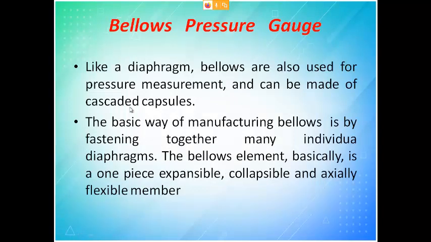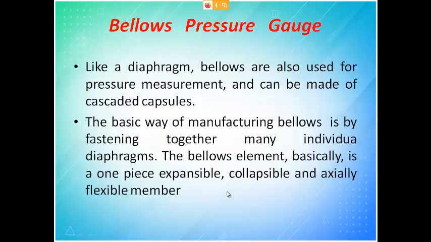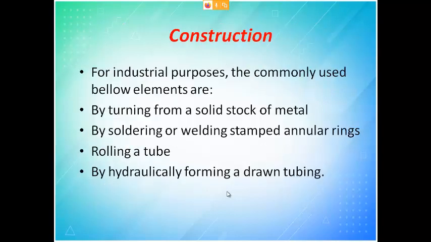Bellows are also used for pressure measurement and can be made as a cascaded capsule. The basic way of making them is by fastening together many individual diaphragms. So this is like two or more, three or four diaphragms cascaded. The bellows element is basically one piece of expansible, collapsible and axially flexible member. For construction, the commonly used methods are turning from a solid stock of metal, soldering and welding stamped annular rings, rolling a tube, or hydraulic forming.